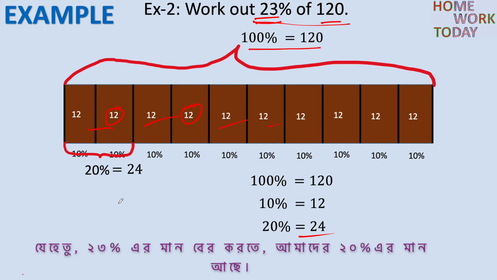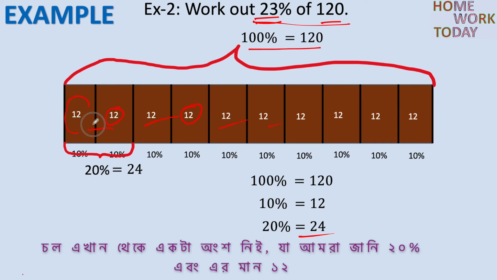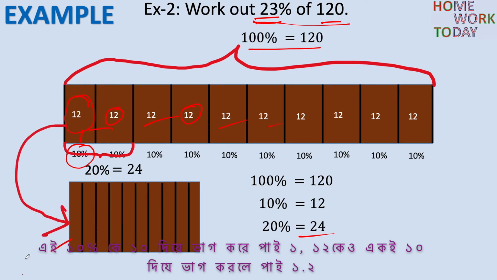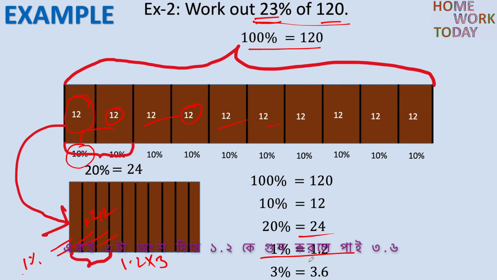As you need to work out 23%, we have the amount of 20%. Now we need another 3%. Let's take one part, which we know is 10% and worth 12. Dividing this 10% by 10, we get 1% each. And we also get the worth of 1%, which is 1.2 after dividing 12 by the same 10. We need 3 parts to get 3%. Multiplying 1.2 by the same 3 parts, we get 3.6 gram.